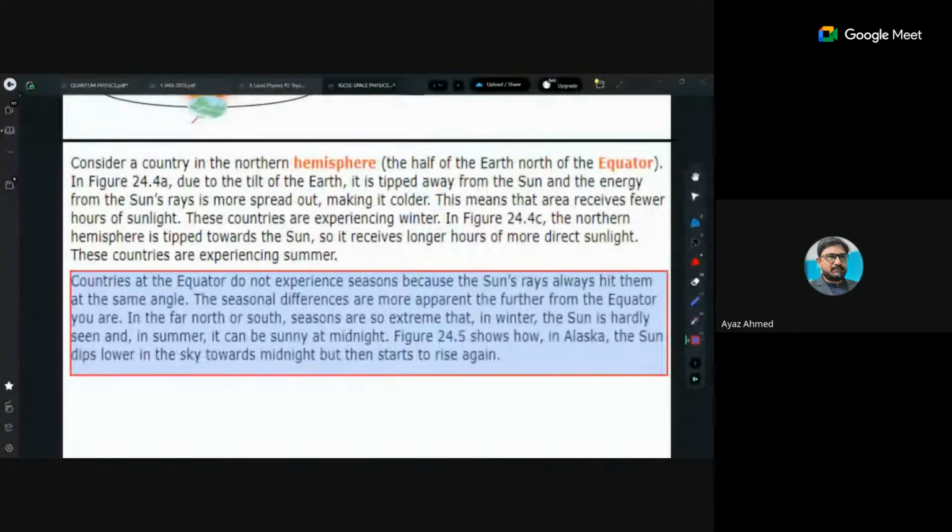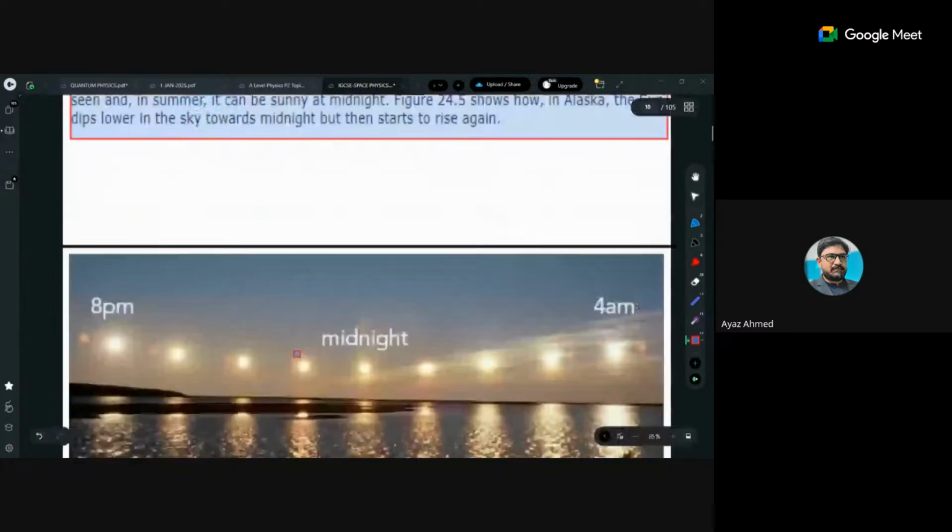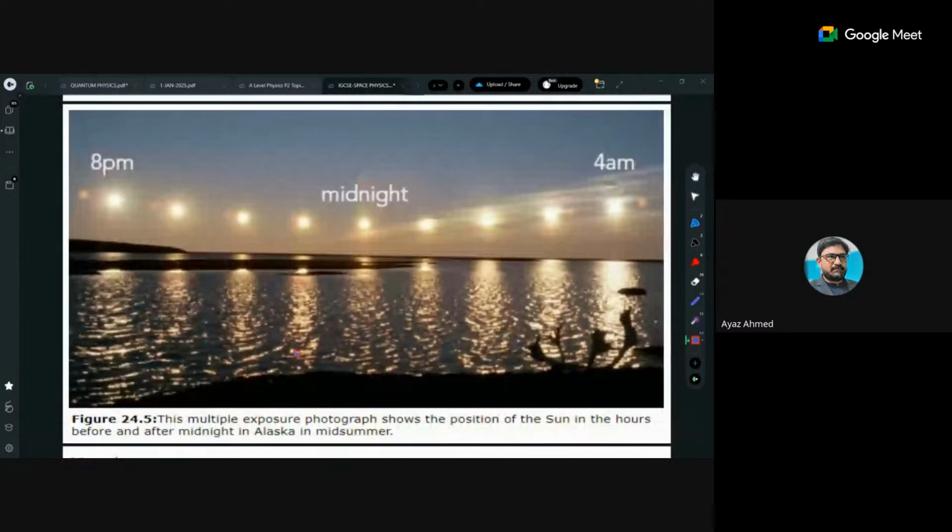Even in summer, at midday and at midnight, what do you see? You can see the sun. That is why, if you say the sun dips lower in the sky towards midnight, but then it starts to rise again. So this is actually that game, that at midnight your sun looks like this in Alaska, but that is only in summer, not in winter.